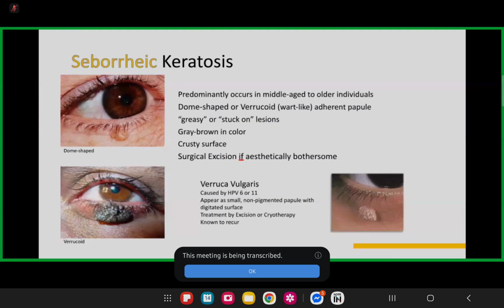Some lesions similar to seborrheic keratosis is your verruca vulgaris. When you have this condition, this is often caused by your HPV virus, human papilloma virus 6 or 11. This appears as a small non-pigmented papule with digitated surface, and treatment is by excision or cryotherapy. This verruca vulgaris is known to recur.